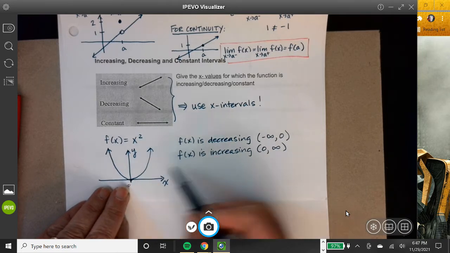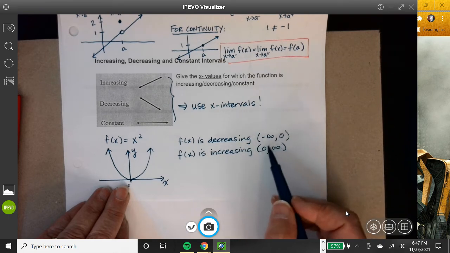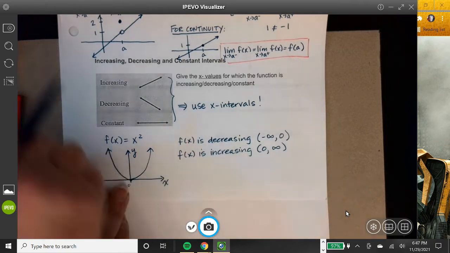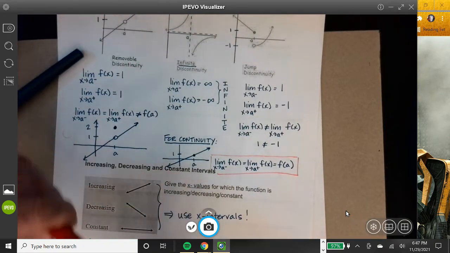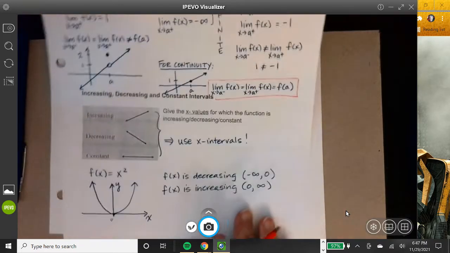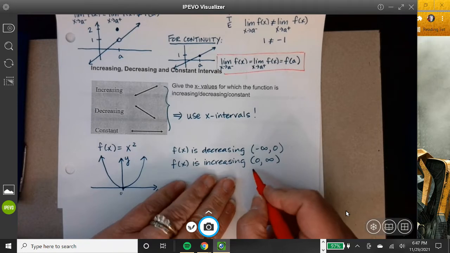nor decreasing. So I use open intervals to describe my increasing and decreasing x intervals. Because which do you choose at x equals 0? Do you choose that it's increasing, or do you choose that it's decreasing? It's next to impossible, I think.